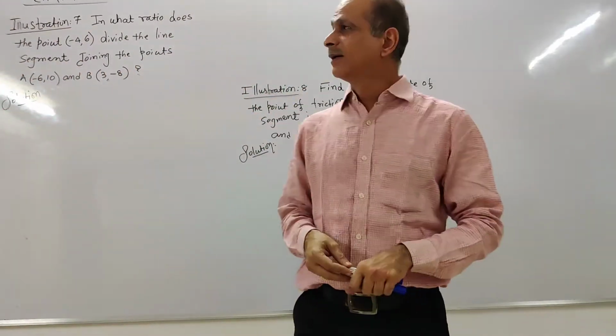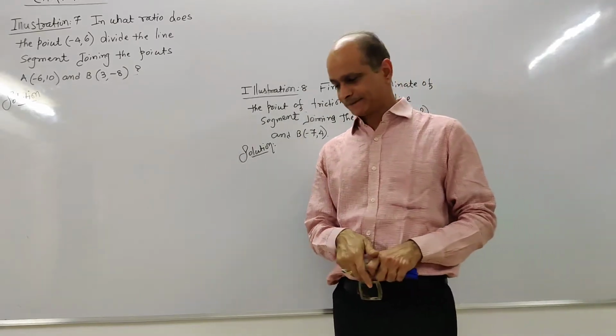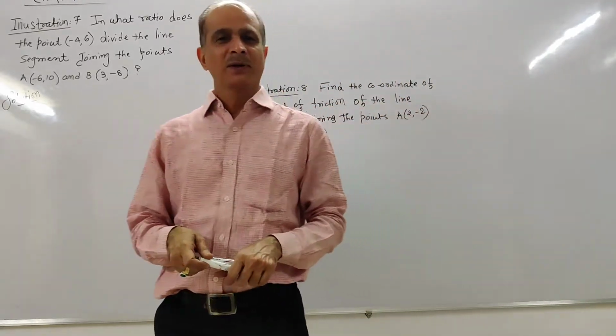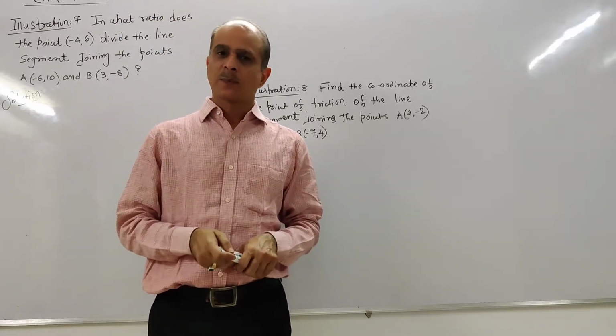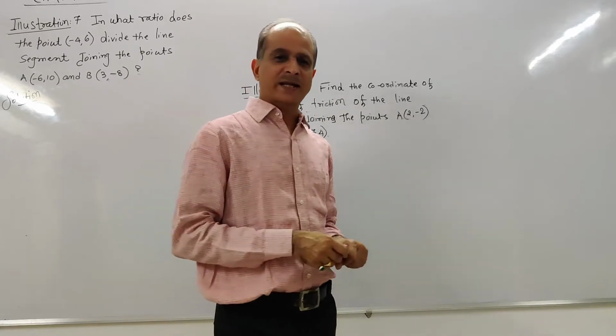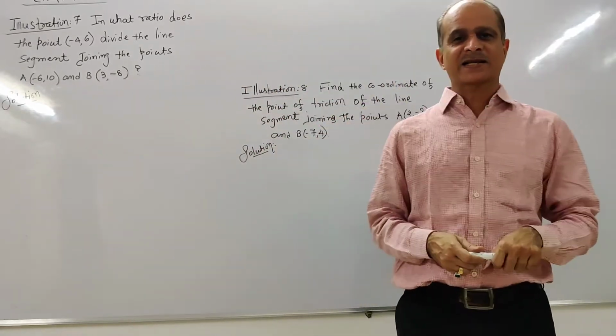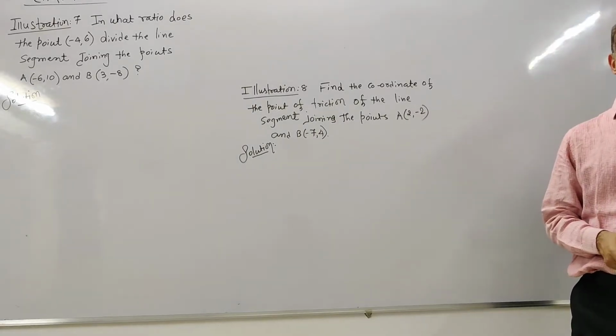Welcome back to chapter number 7, Coordinate Geometry. As you know, there are three main concepts in this chapter. The first concept is the distance formula. The second concept is the section formula. And the third concept is the midpoint formula.